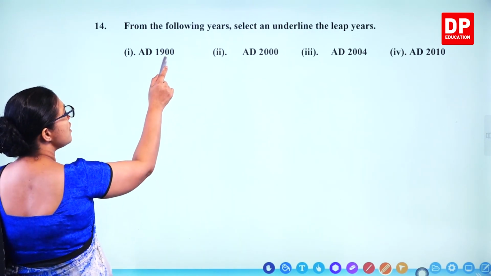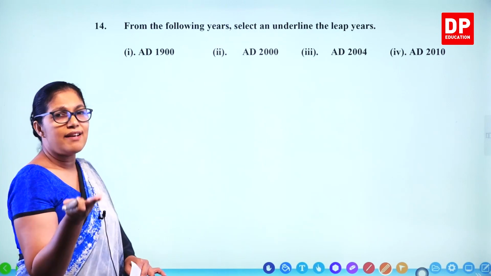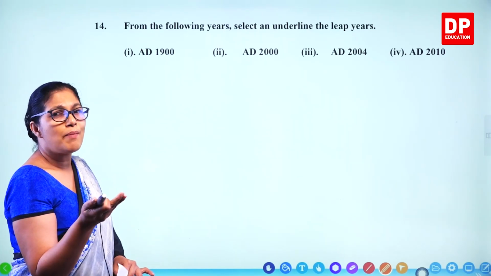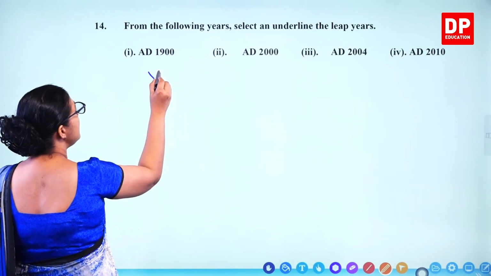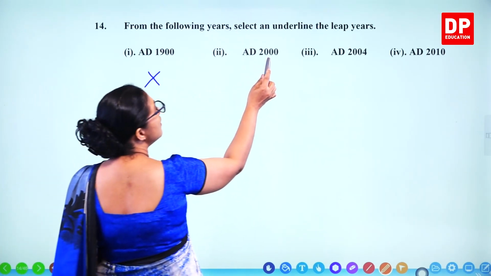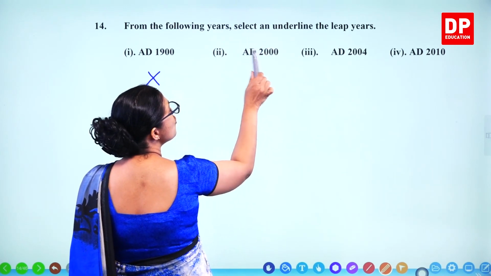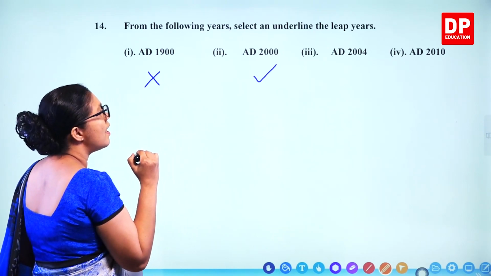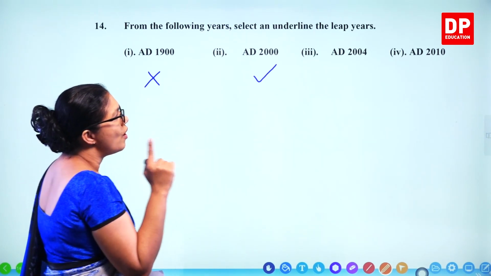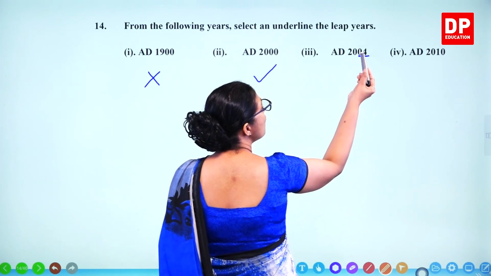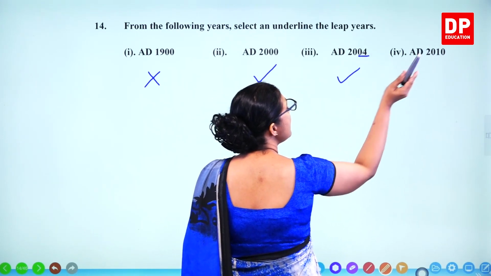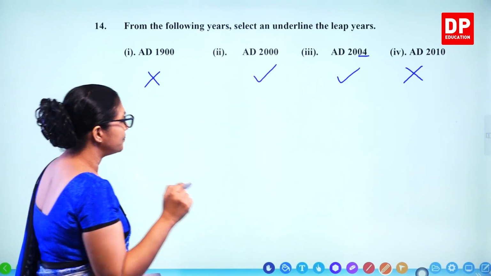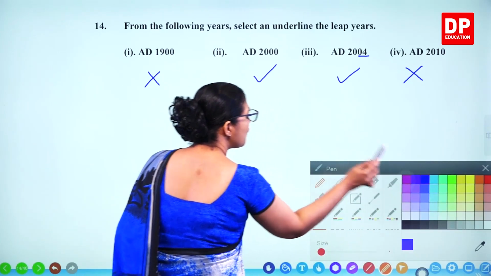But here 2 zeros are there, but 1900 is not divisible by 400. So this is not a leap year. Here, when you take 2 zeros, 2000 is divisible by 400. So this is a leap year. 2004, last 2 digits divisible by 4. That's a leap year. 10 is not divisible by 4. That's not a leap year. So you get 2 marks for that.